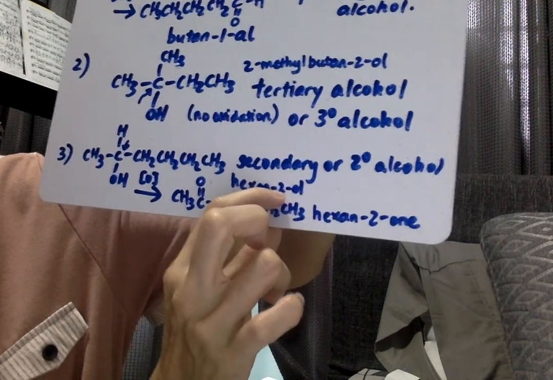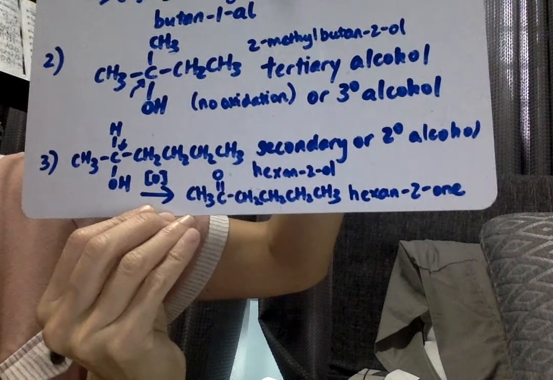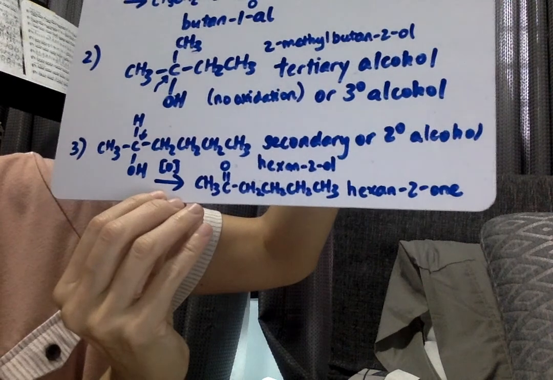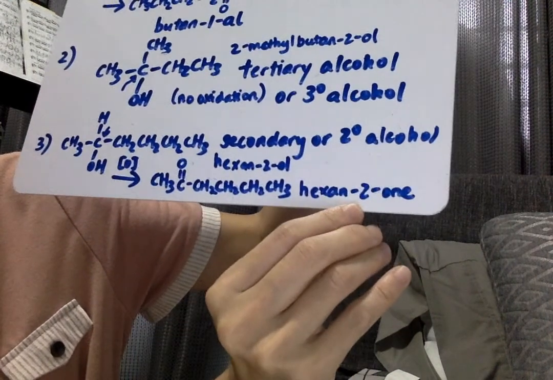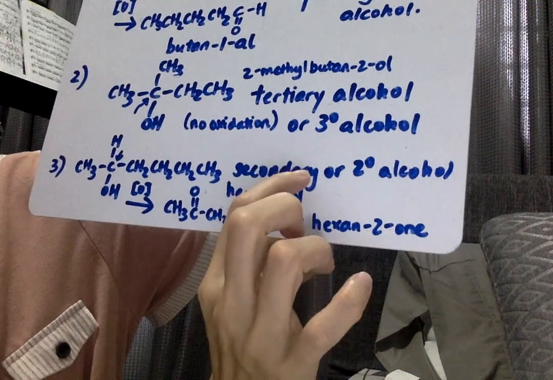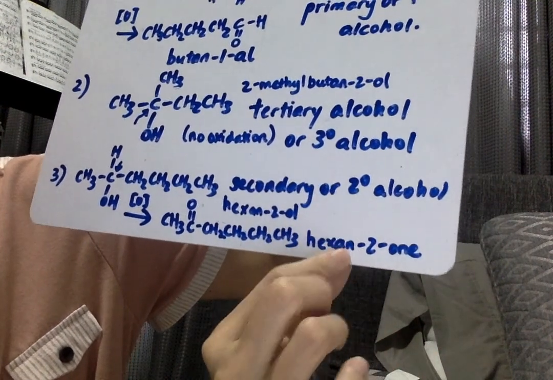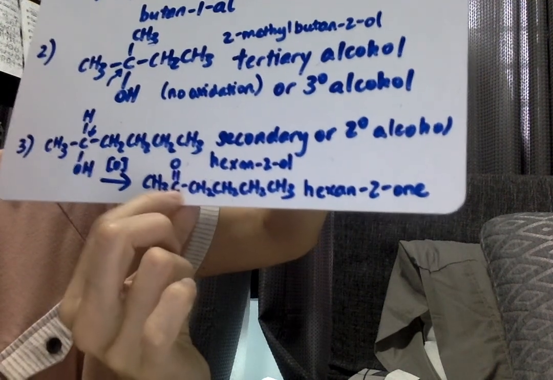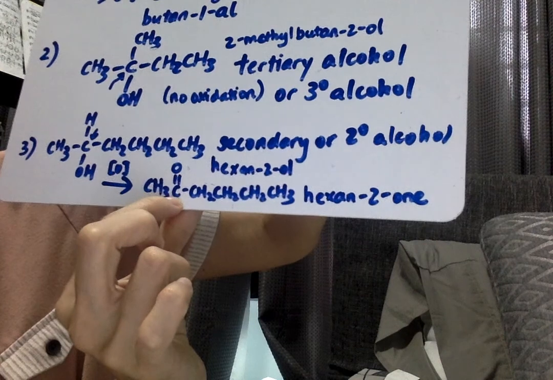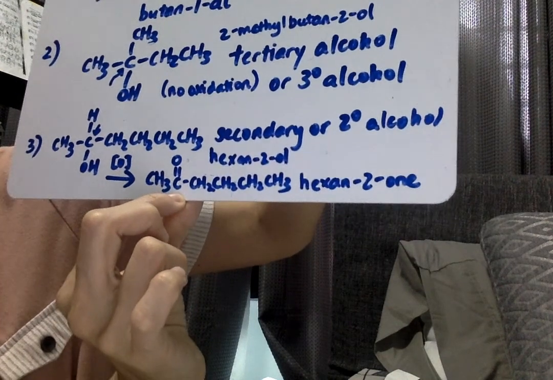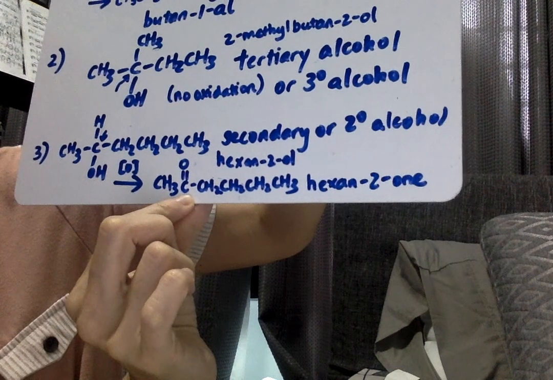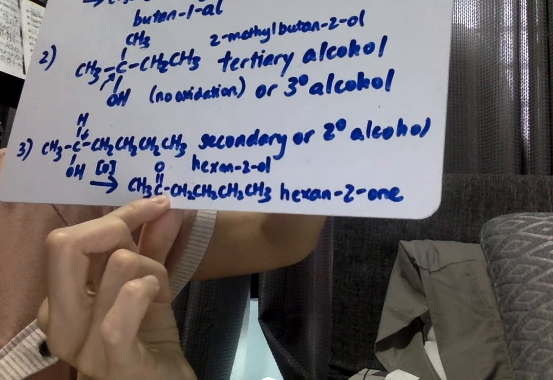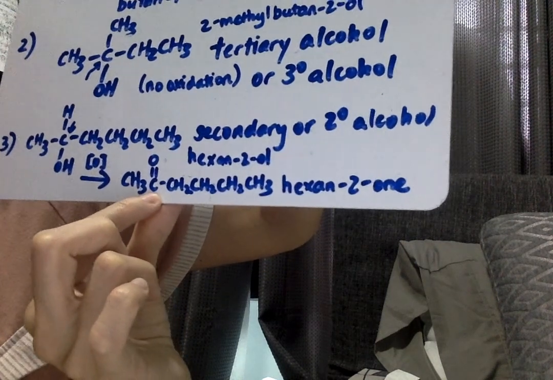Hexan-2-ol is a secondary alcohol, so it is able to be oxidized in the presence of an oxidizing agent to form a ketone. For secondary alcohols, after oxidation, they will turn into a ketone. That is a ketone functional group. You can see the C double bond O, the carbonyl group. This is a ketone functional group. So the name for this ketone will be hexan-2-one, because the C double bond O is attached to the second carbon of the parent chain.